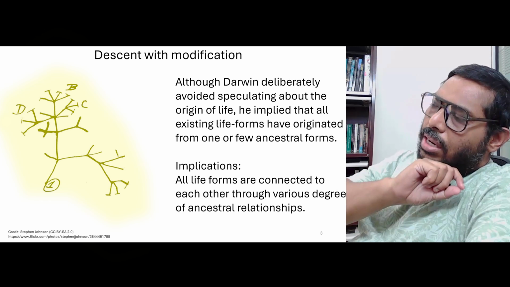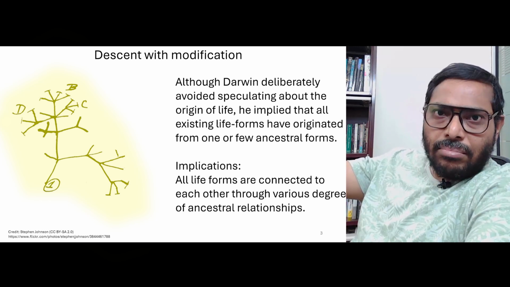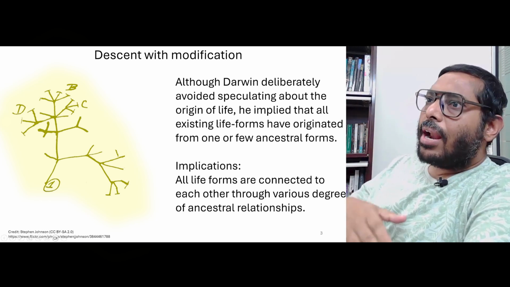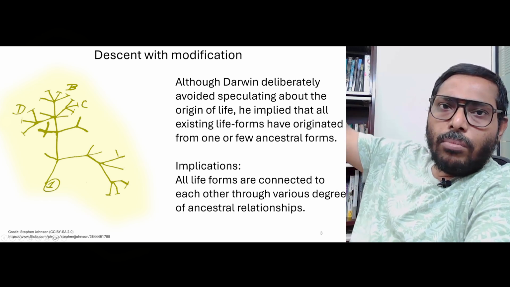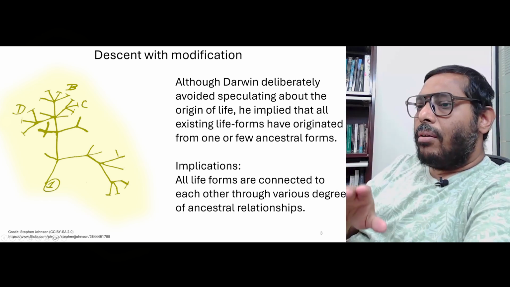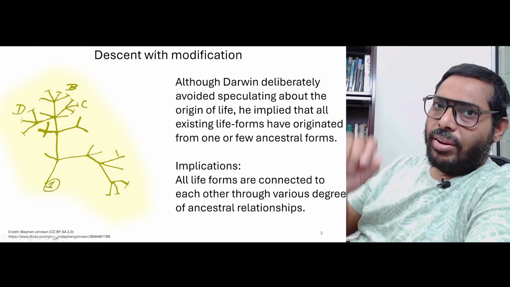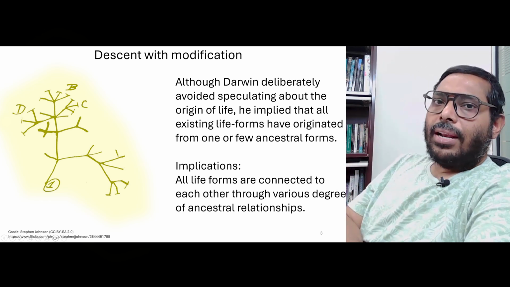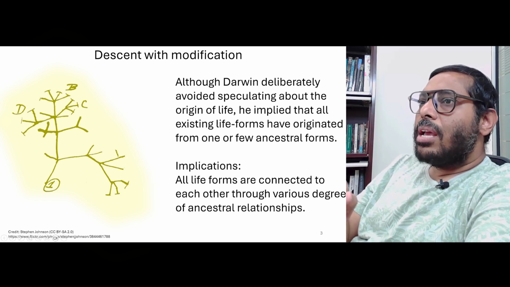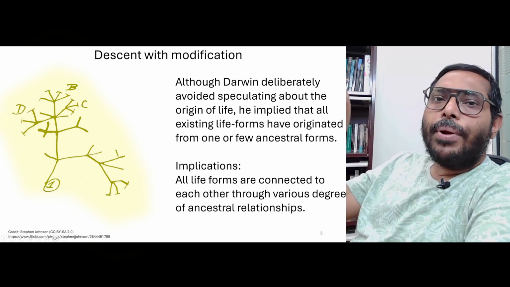Lamarck said that there is some kind of a plan, nature's plan or whatever, and accordingly organisms are linearly becoming more and more complex, right. So there is a goal driven evolution, but Darwin is not saying something like that. Darwin is saying that species are simply branching out.